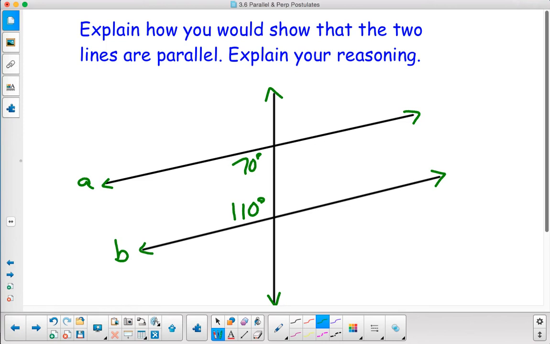Now be careful for problems that are going to try and catch you. If I put 70 degrees and 100 degrees, those are same side interior angles, but they are not adding up to 180. So we would have no parallel lines. So be careful that you are given the correct information.